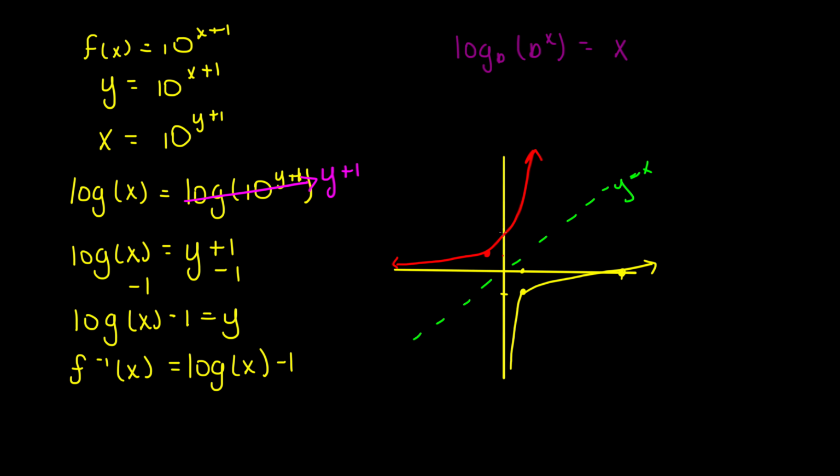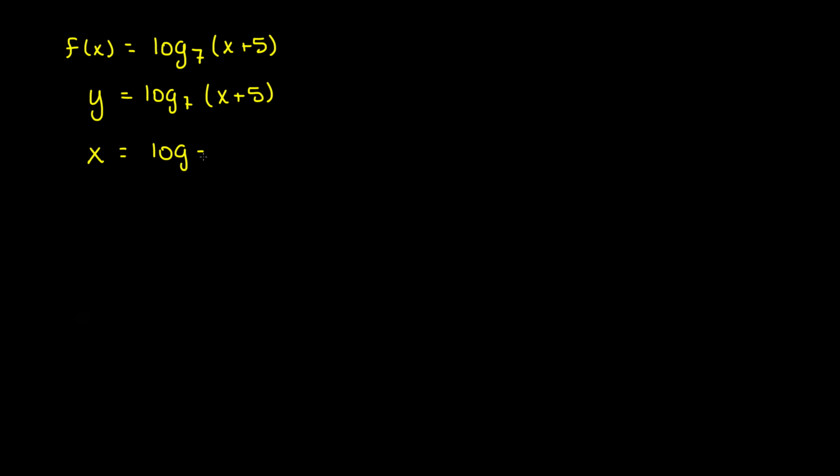Let's look at the inverse of a log. We're going to have f of x equals log base 7, and this is now not a common log. This is log base 7 of x plus 5. First things first, change the f of x to y. y equals log base 7 of x plus 5. Now switch my x's and my y's. So x equals log base 7 of y plus 5.